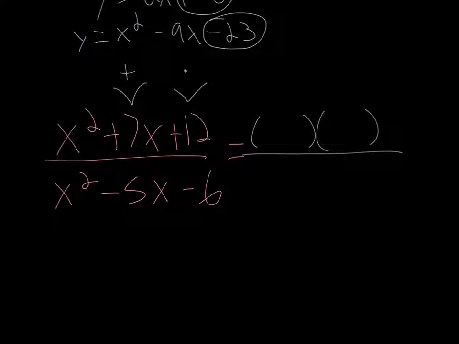So I might say to myself, well, 3 and 4: 3 times 4 gives me 12, and 3 plus 4 gives me 7. So I've successfully identified what my factors are, and I simply write this as x plus 4 and x plus 3, sorry about that. And we use product sum to factor that numerator in this rational expression. And we're going to do the same thing in the denominator.